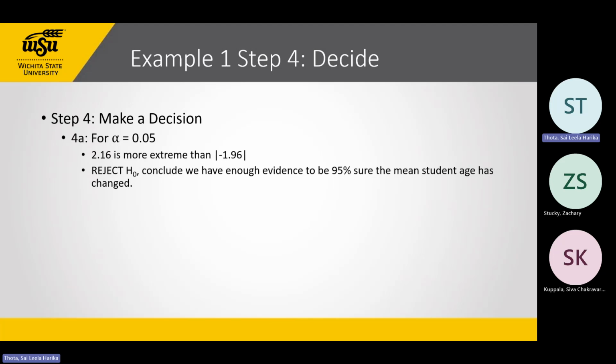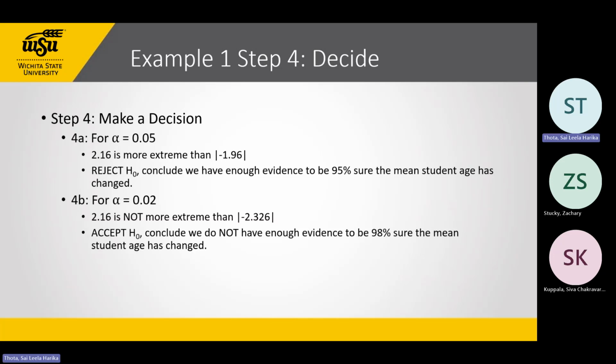So we conclude that we have enough evidence to be 95% sure that the mean student age has changed. As we consider a 95% confidence interval, we are making conclusions for the population. That is the reason we reject the H naught and we conclude that we are 95% confident that the mean age has changed.